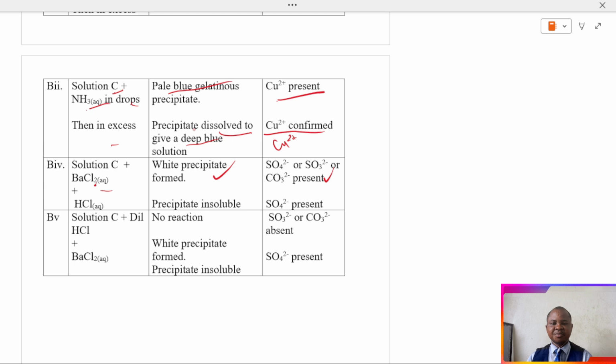The other way around can also be asked in this format: to acidify the solution with dilute HCl first. Of course, there will be no reaction, which shows that SO3 2- and CO3 2- are absent. Then when you add BaCl2, the precipitate comes back. That will be a precipitate which is insoluble, which shows that SO4 2- is present.